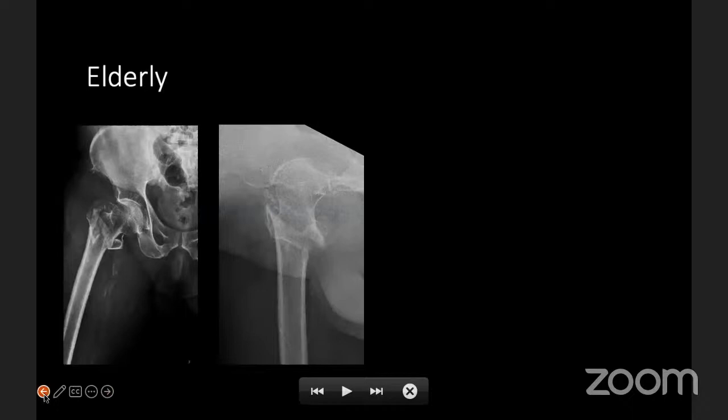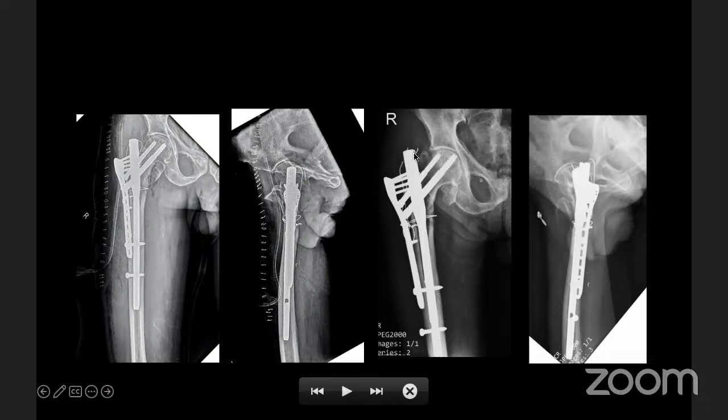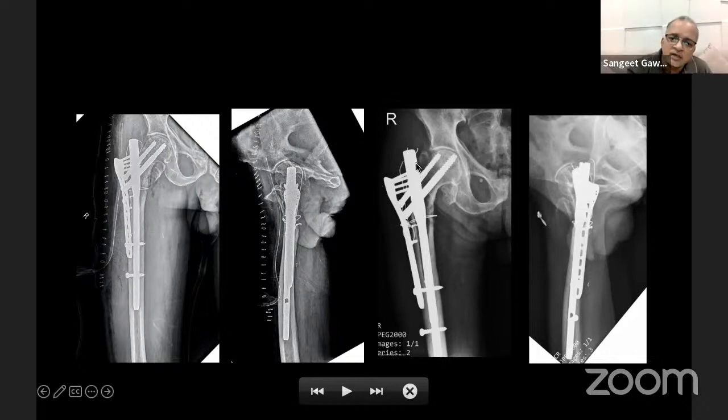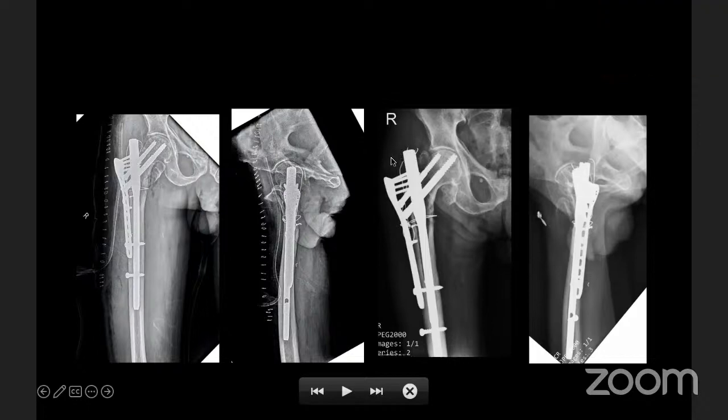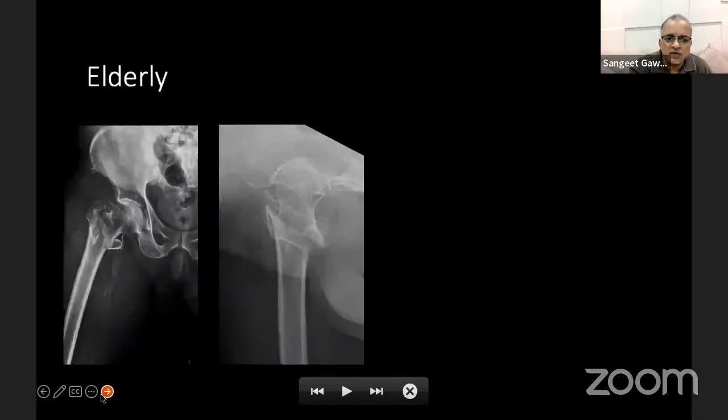And this is about 4 or 6 months, where you can see the fracture is almost healing. Even though a thin cerclage wire was used here, the thicker should have been used to hold the greater trochanter, and the fracture is healing. There's no cut through of the implant in this situation.